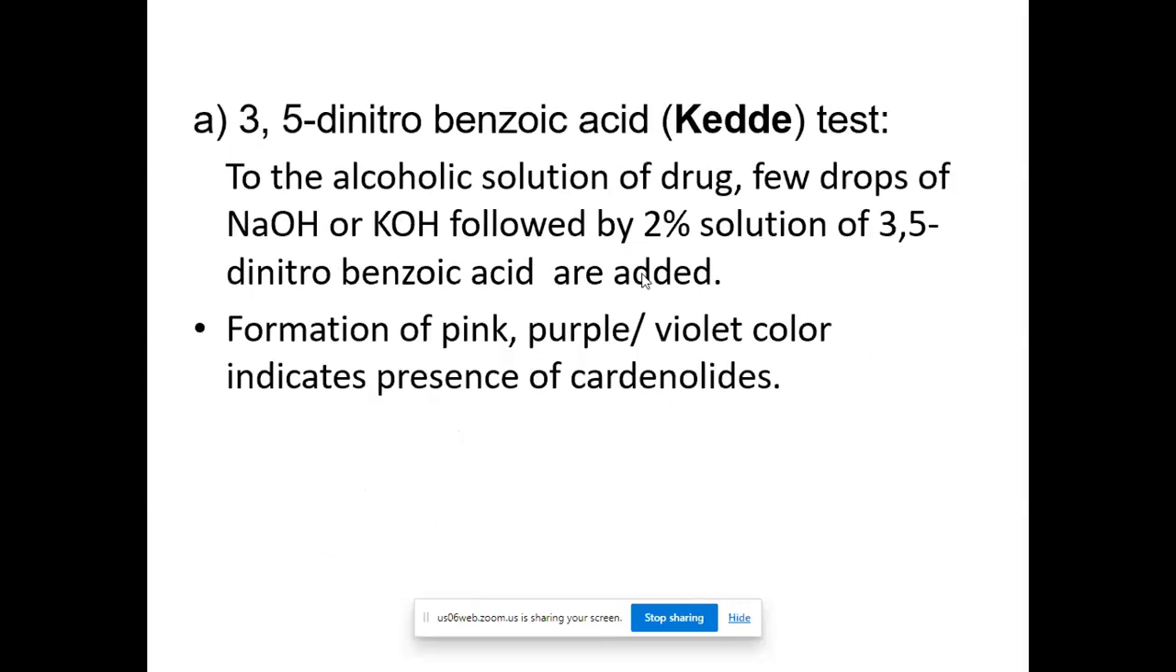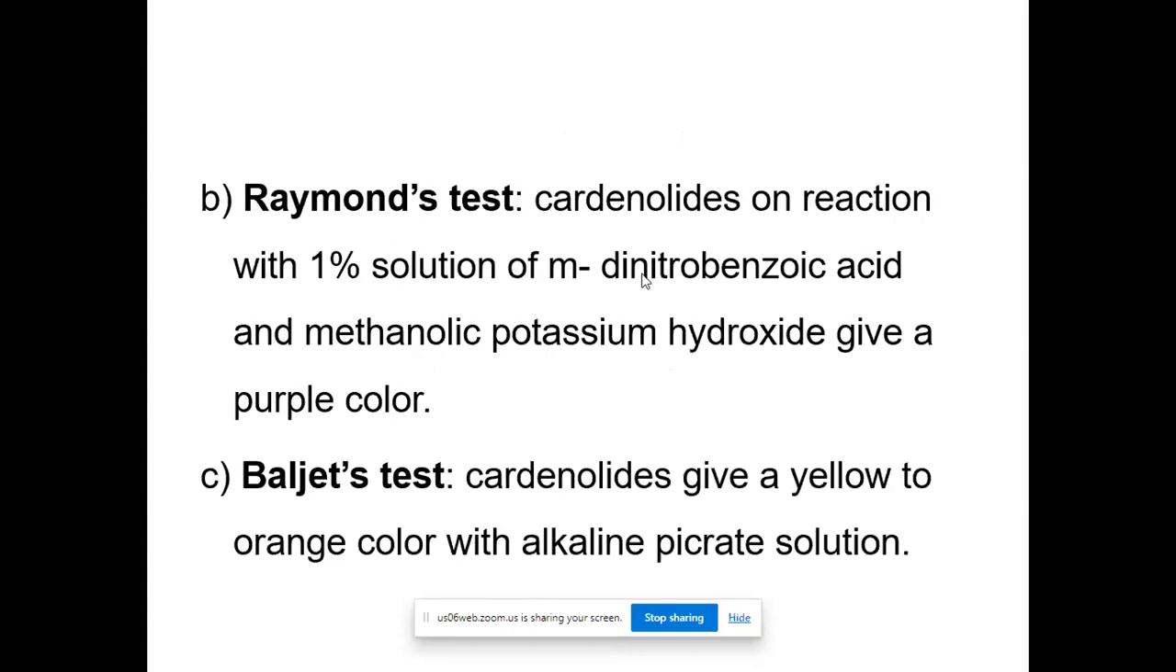Okay, so they will react with active methylene to give a positive test. So this is the Kedde test, I don't know how you pronounce that test, but it will give a pink, purple, violet color in the presence of a cardenolide. Note, in the presence of a 6-membered ring, it will give a negative result. So for Kedde's test, you get a pink color.